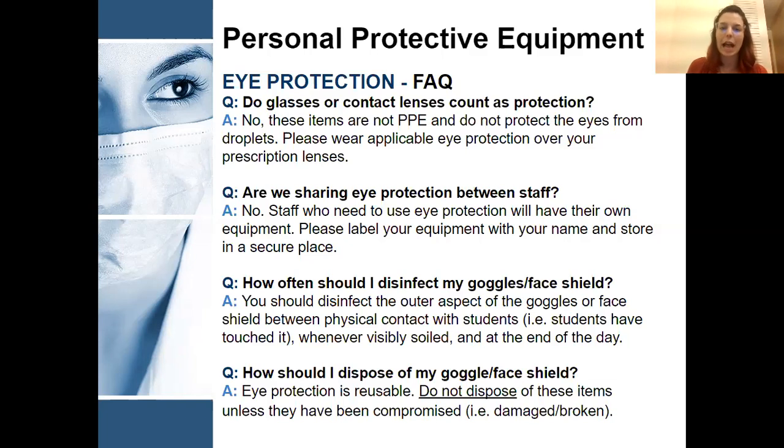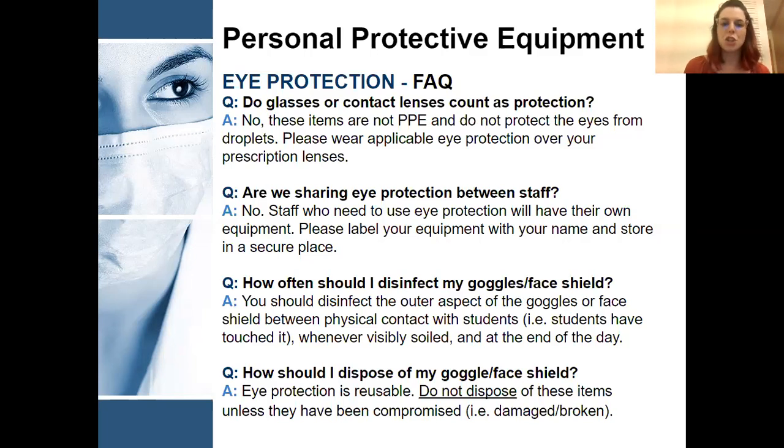Question, are we sharing eye protection between staff? No. Staff who need to use eye protection will have their own equipment. We ask that you please label your equipment with your name and store it in a secure place. We are going to provide drawstring bags for each staff member to be able to store your reusable PPE equipment in a secure place. You can put your name on that bag. That bag is yours to keep, and that way you can transport it wherever you need to go.